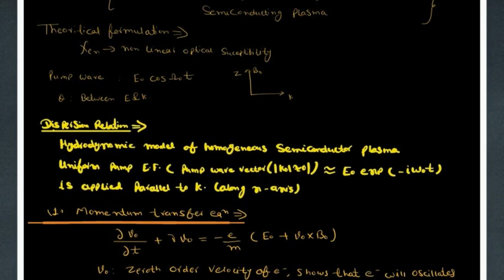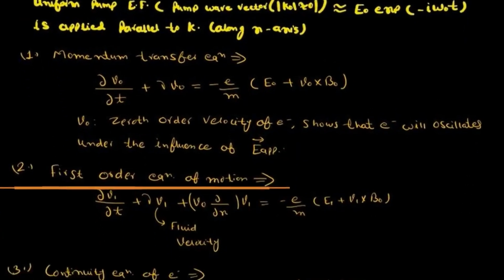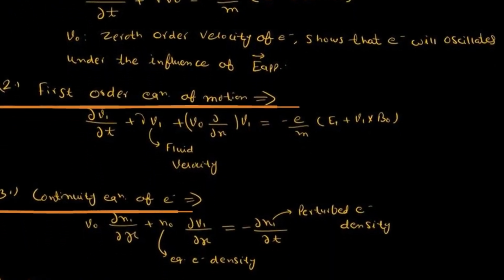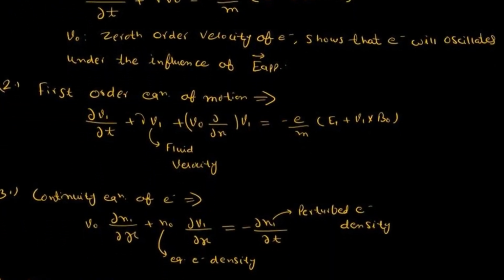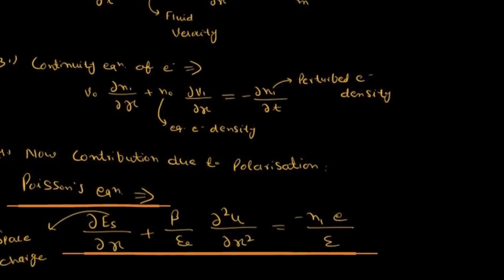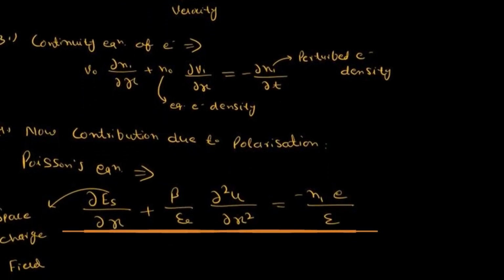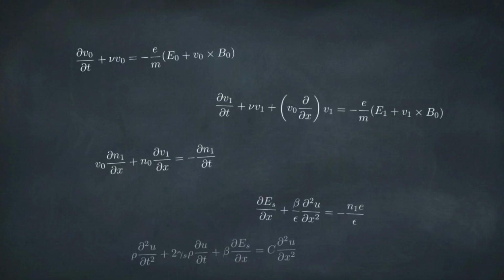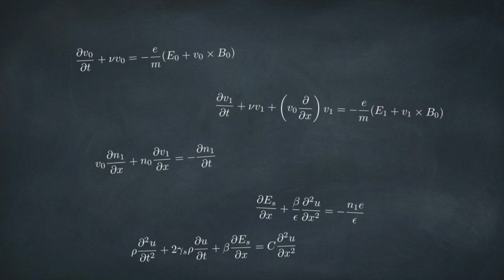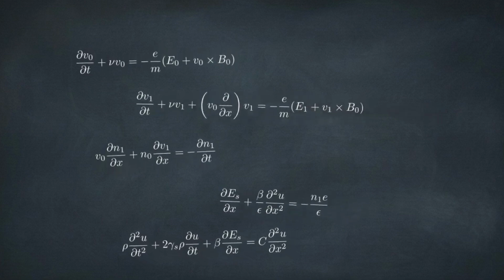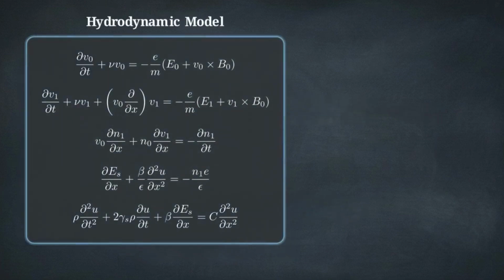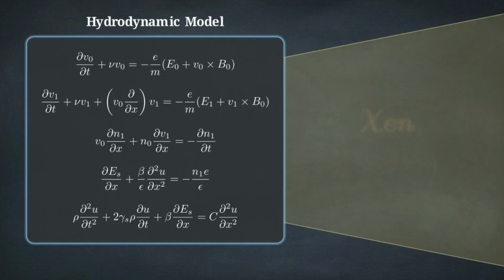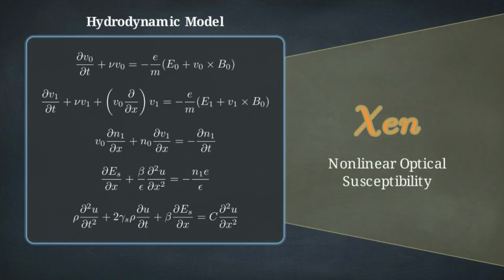We start with the momentum transfer equation, followed by the first-order equation of motion, the electron continuity equation, Poisson's equation for the space charge field, and finally, the equation of motion for the lattice itself. On their own, these fluid dynamics and Maxwell's equations describe isolated behaviors. By mathematically linking them together, we can calculate the true amplification potential of the semiconductor plasma.